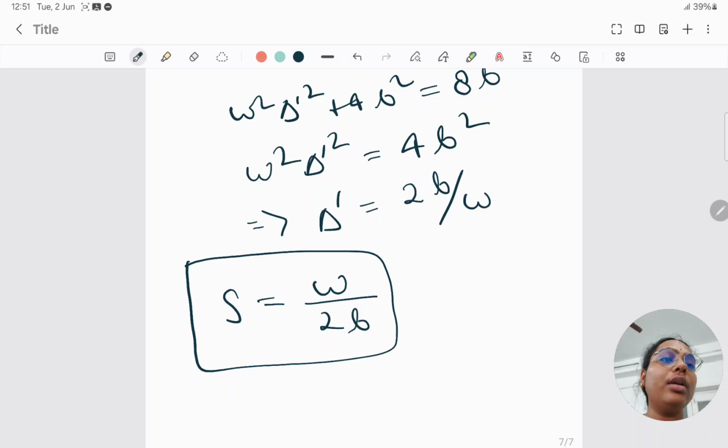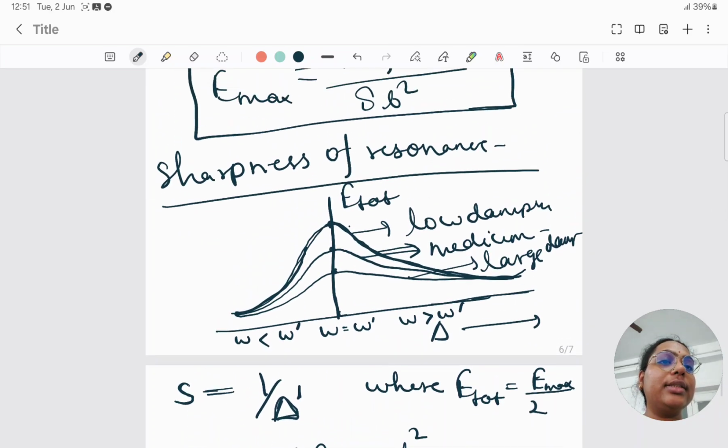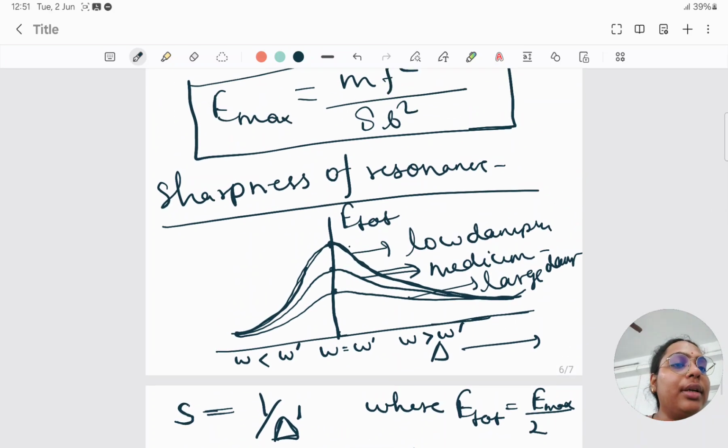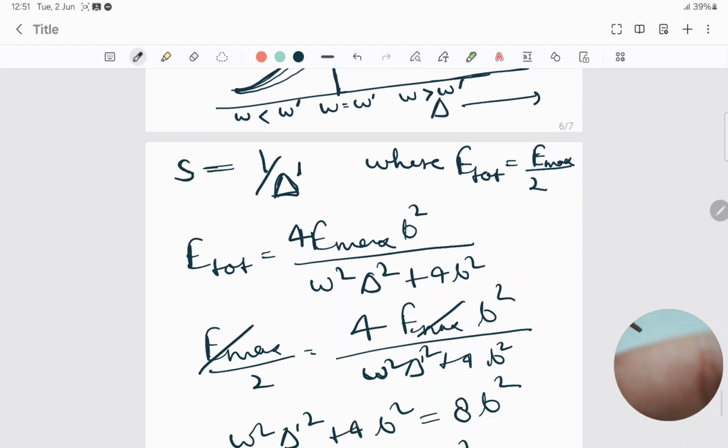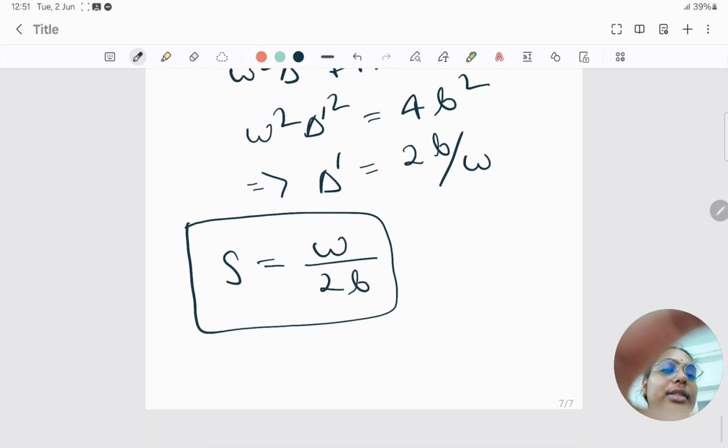Okay, so we have already discussed this graph in between the total energy and delta. In this graph you can see for low damping, the total energy is maximum, for larger damping it's minimum. So this kind of nature we have already discussed.